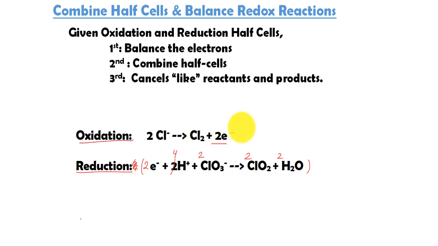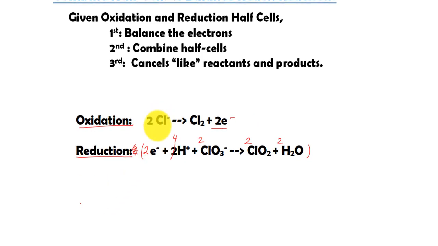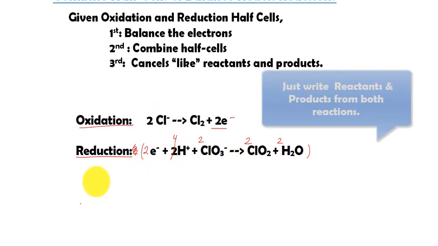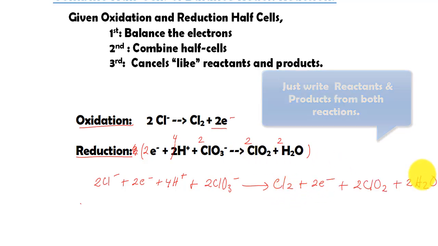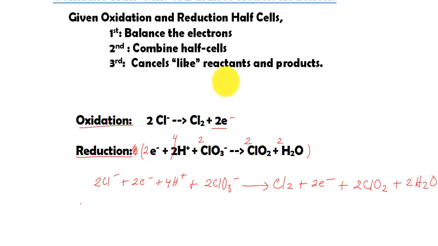The next step is to combine the half cells, basically taking all the reactants and adding them together, and taking all the products and adding them together. So what we have here is your reactant: 2Cl minus. And what we have next is the product. In this case, the product is Cl2 plus 2 electrons. So that's step 2. For step 3, we just cancel out the like reactants and products. For instance, we have electrons on the reactant side and electrons on the product side. They are the same, so we can cancel out the 2 and 2 electrons.